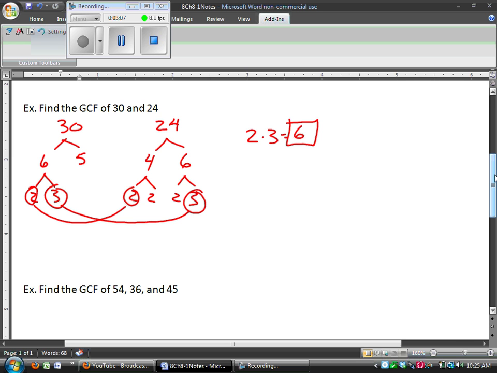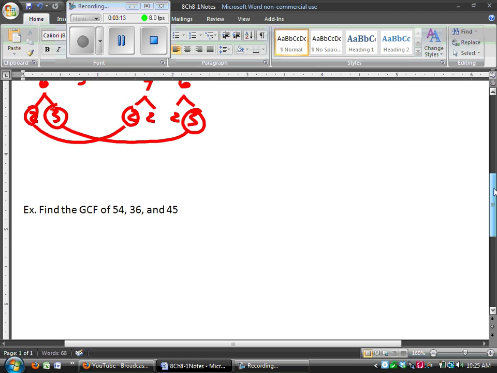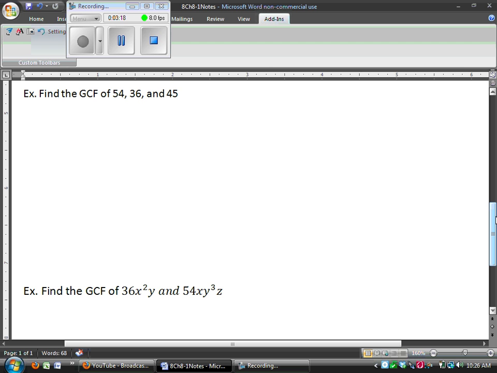Okay? Then we'll take it up just a little bit, and you could do the same thing with 3 different monomials. 54, 36, and 45. Just because you have more numbers doesn't mean you change anything. We still start by finding the prime factorization. Okay, so 54 we can say is 9 times 6. 9 can be 3 and 3. 6 can be 2 and 3.